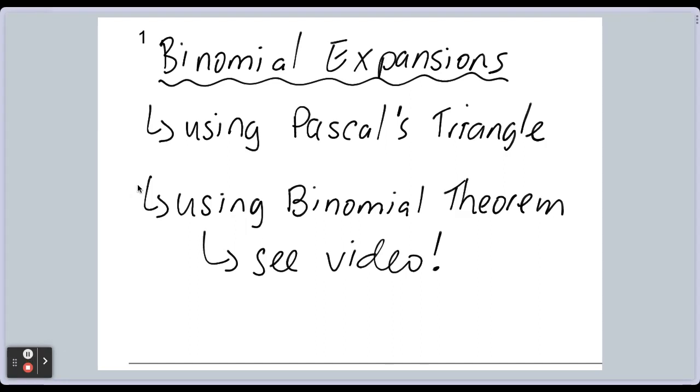Binomial expansion looks a little bit like this. We need to know how to expand it to solve different problems. Technically, you need to know how to solve problems by using the binomial theorem.